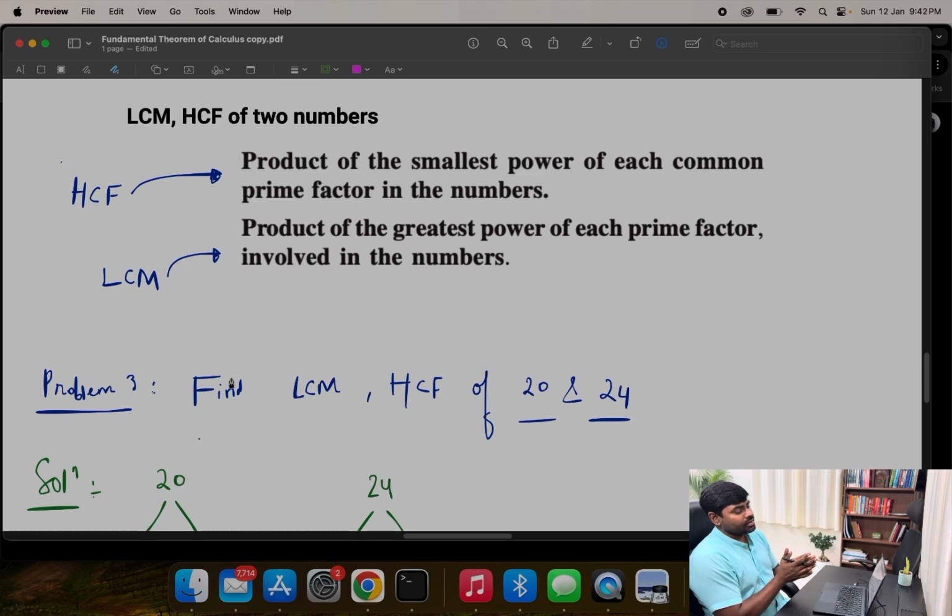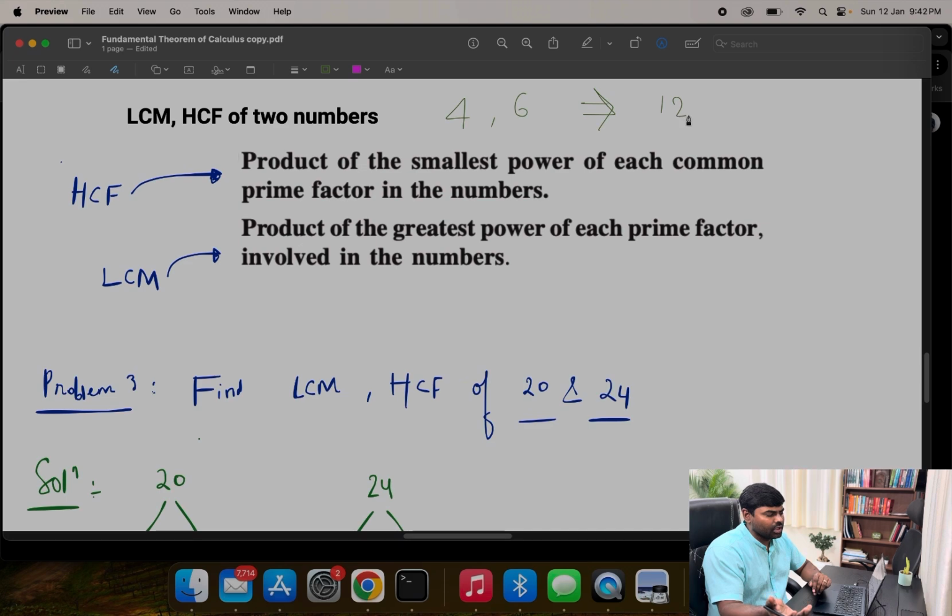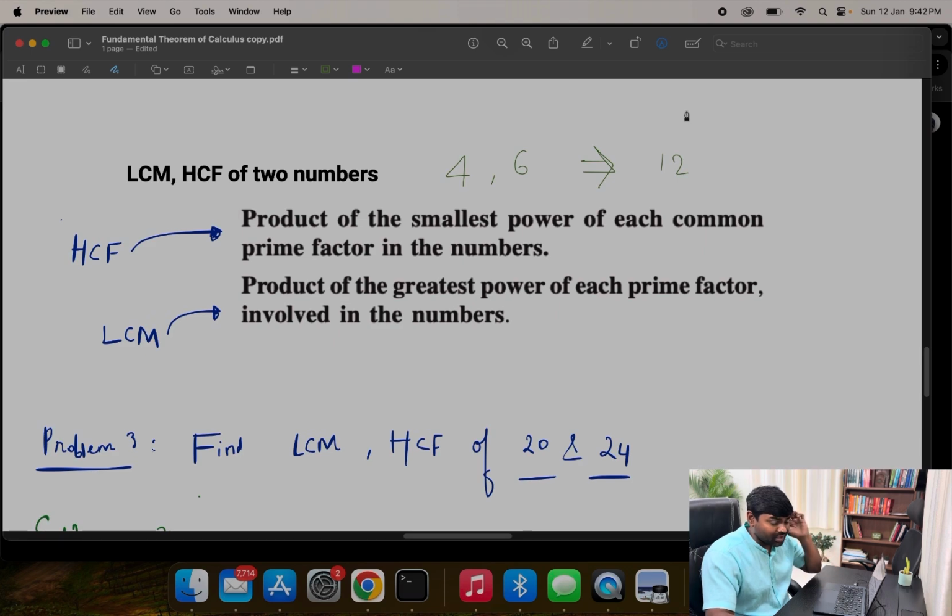We'll come to the last topic for this video, which is LCM and HCF, right? LCM is lowest common multiple. So if you take two numbers, like let's say 4 and 6, what is the smallest number that is a multiple of both of them? By trial and error, I believe you can get that number is 12. 12 is a multiple of both 4 and 6, and it is the smallest such number, right? Don't say 0. 0 we don't consider.